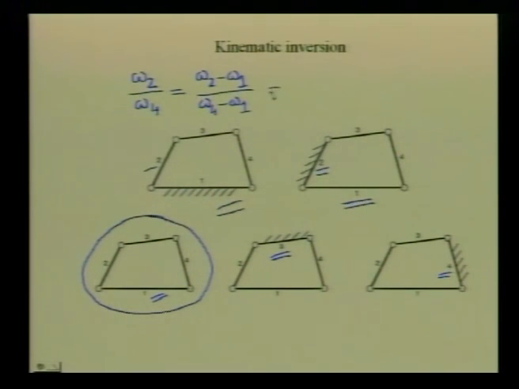This relative angular velocity remains the same. So, for this mechanism omega 2 is 0. So, it will become minus omega 1 divided by omega 4 minus omega 1. So, the ratio of the absolute angular velocities of link number 2 and 4 in this mechanism is the same as this ratio, minus omega 1 by omega 4 minus omega 1, of this mechanism at this particular configuration. And this principle, as I said earlier, of kinematic inversion is very important for the entire study of kinematics, especially when we study kinematic synthesis.